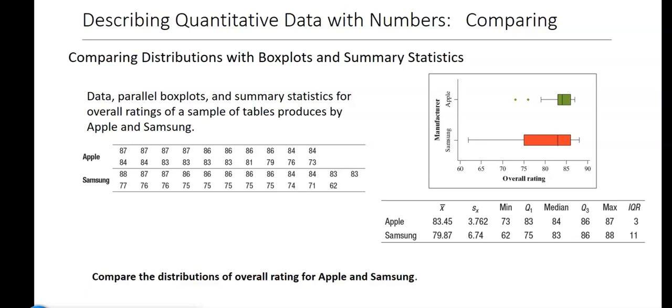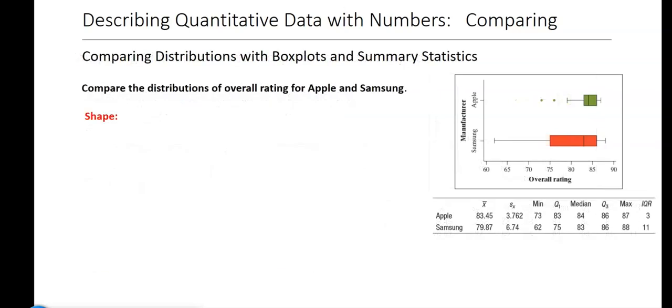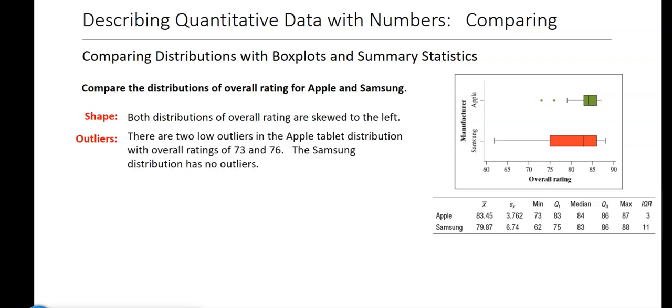You might say we could take a guess. Box plots are not great at shape. We could take a guess that these are both skewed left, but you don't really want to use box plots for shape. Just trust me, you're going to get to some where it can be deceiving. So outliers, it does look like Apple has 2 outliers, whereas Samsung does not have any outliers. There are no separated points there.